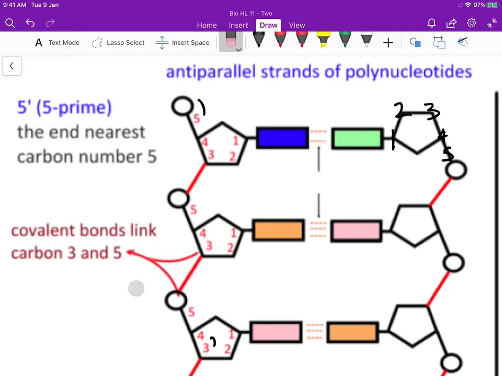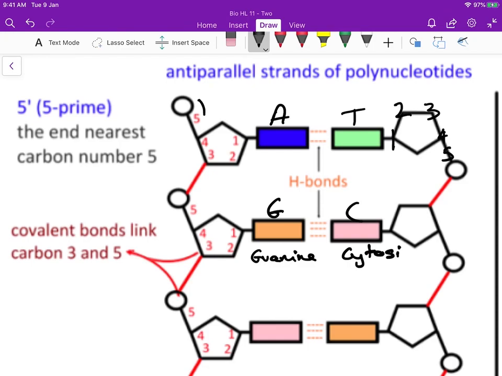We can also start to label our covalent bonds in between. We can label our hydrogen bonds as well. And we can show which ones are making 2 and which ones are making 3. This would be A to T, AT2, GC3. So 3 hydrogen bonds, and we would have to make sure that we also label them fully. A and T is not enough for the marks.